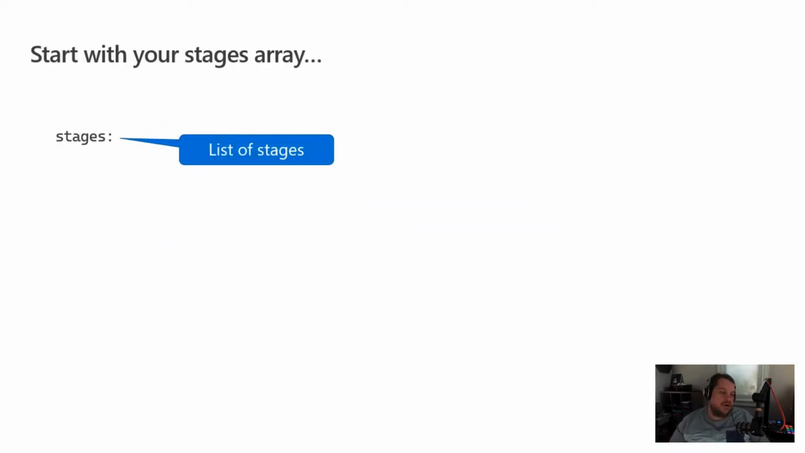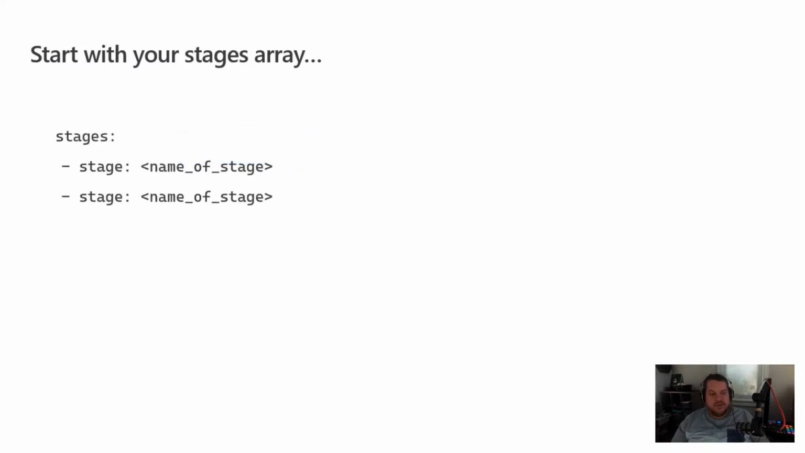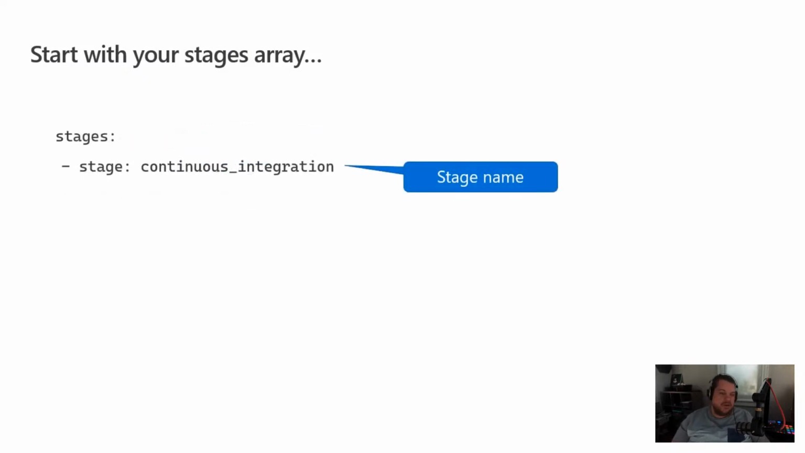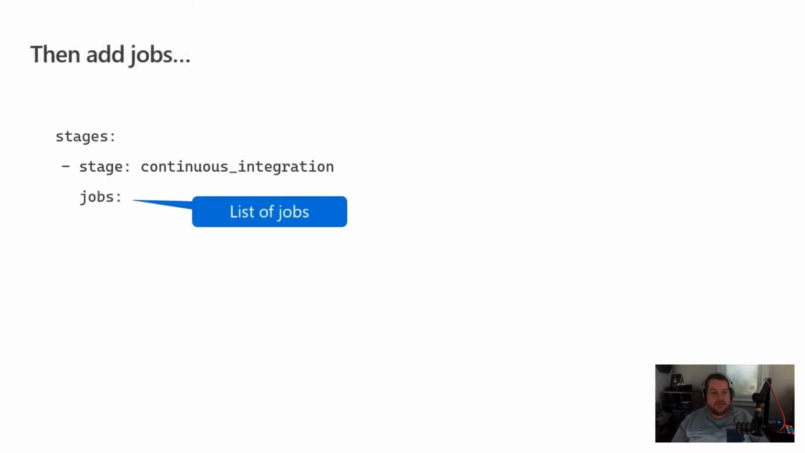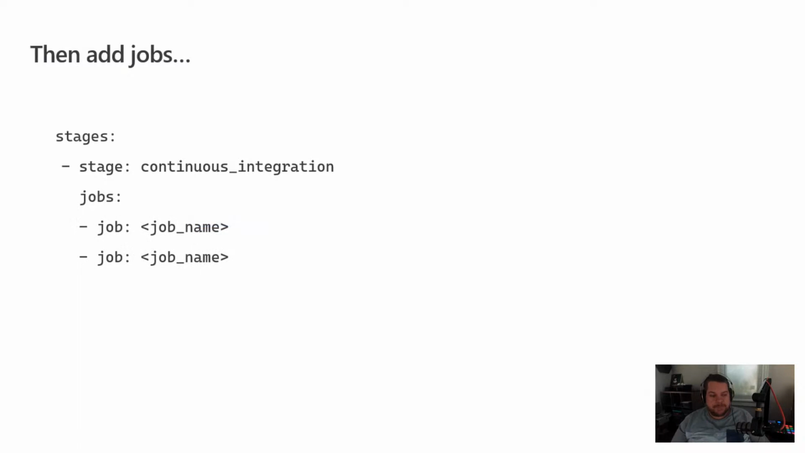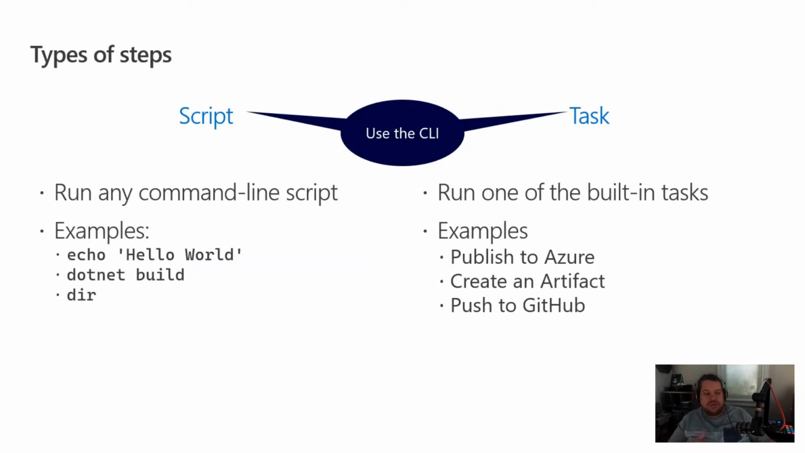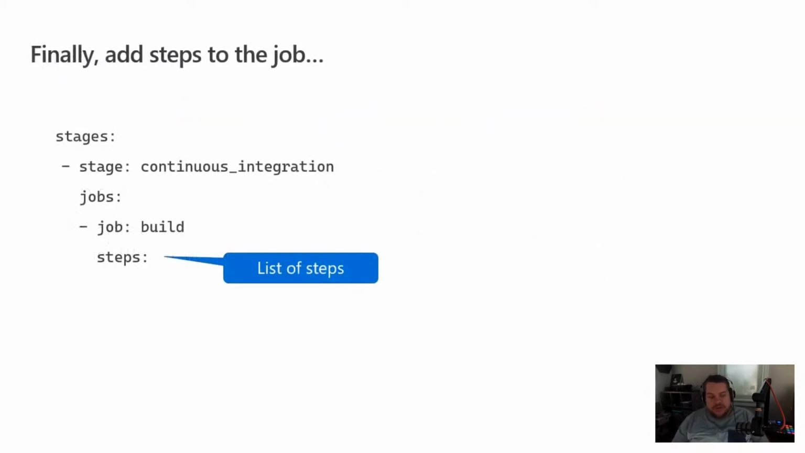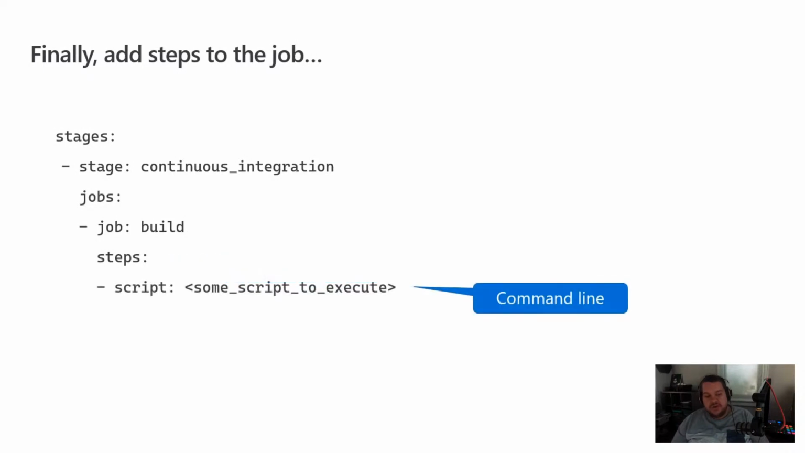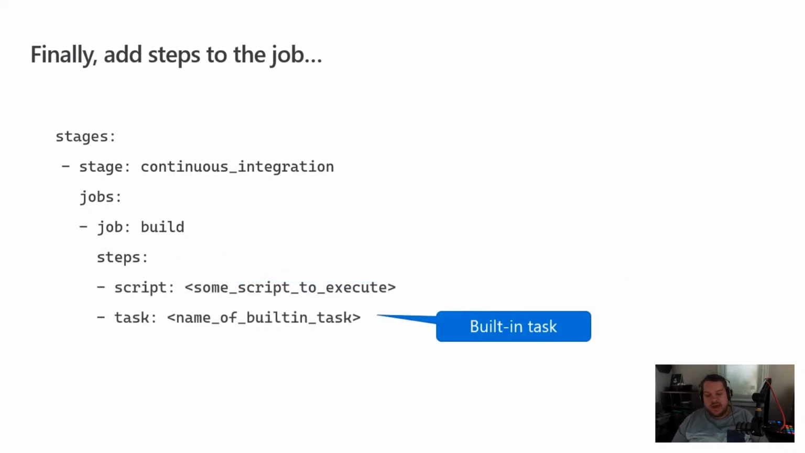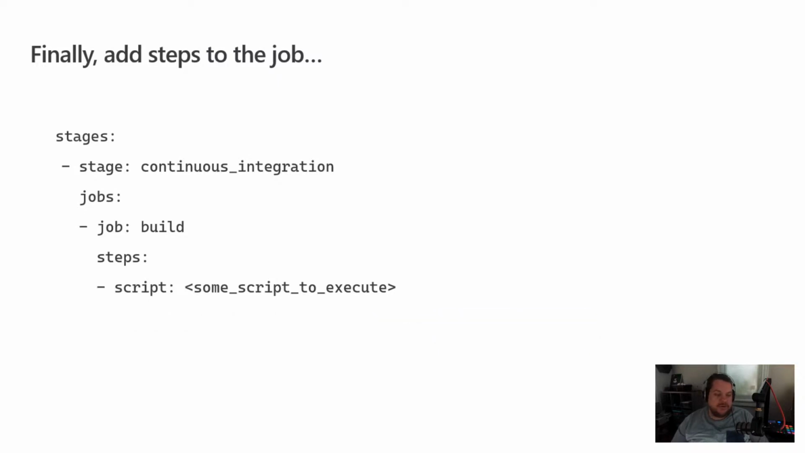So we start with our array of stages, and then we fill in names of stages. So we might have our continuous integration stage. We start with our array of jobs, and we fill in a list of jobs, like our build job. We start with our array of steps. And again, just like we talked about earlier, do we use a script or do we use a task? For today, we're going to stick with our scripts. So we have our list of steps. We will run a script. Now, obviously, we can use tasks here too, but I'm going to focus on scripts.